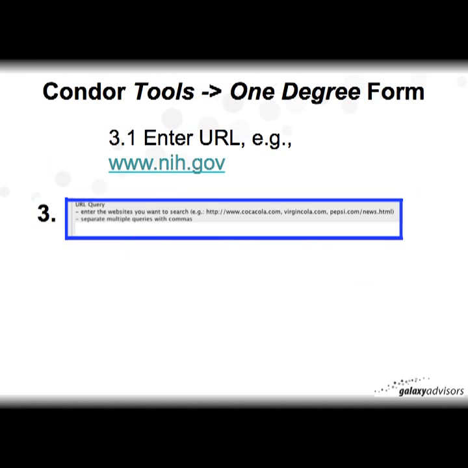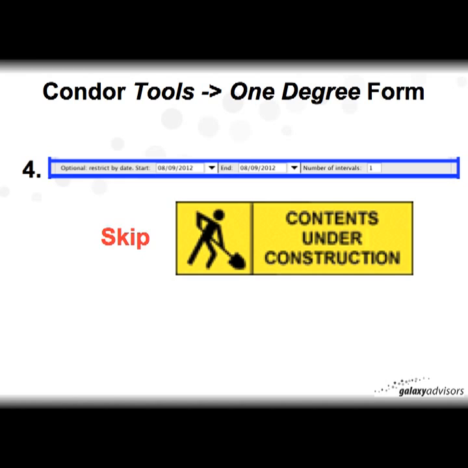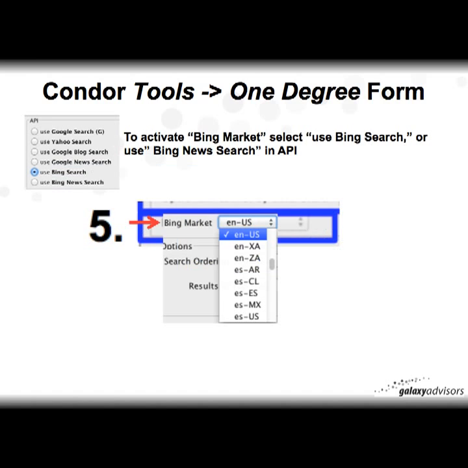So that's another tip for you if you want to see if your particular search has this text on it. Now, the third area of the 1 degree collector is to enter the URL query. So in this case, I'm going to enter www.nih.gov, standing for the National Institutes of Health. Section 4, the operation restrict by date, is really still under construction, so you can skip this at this point.